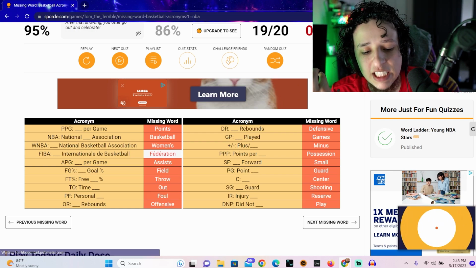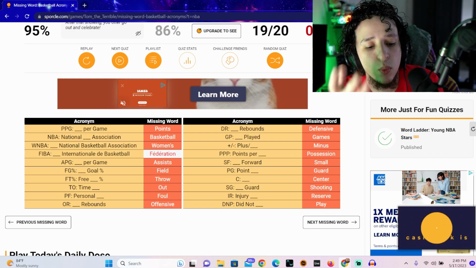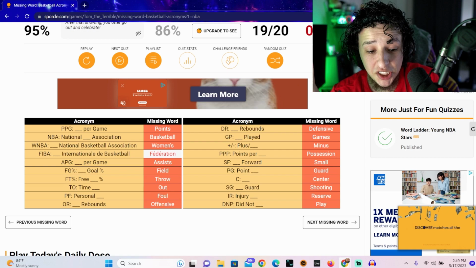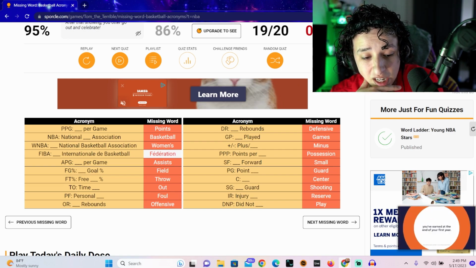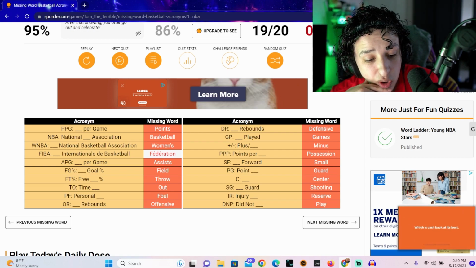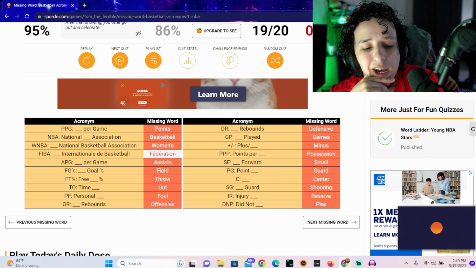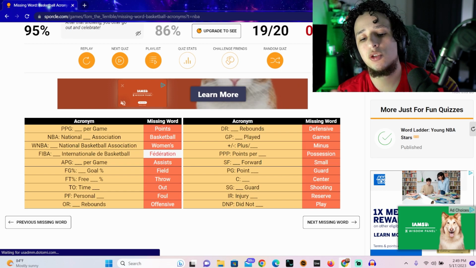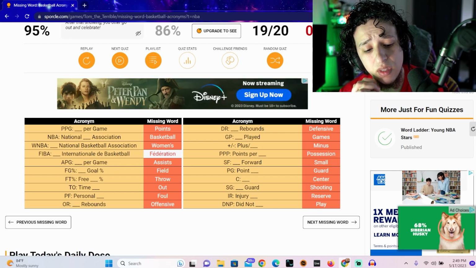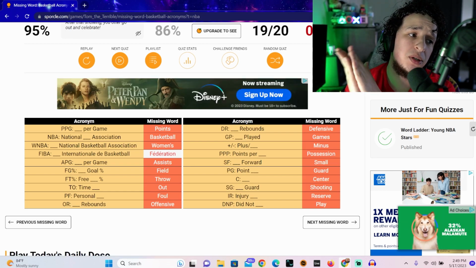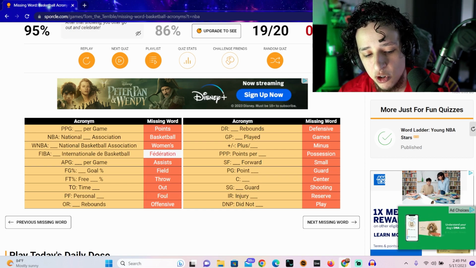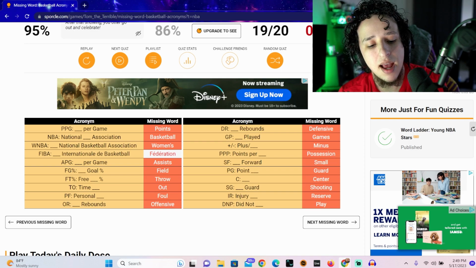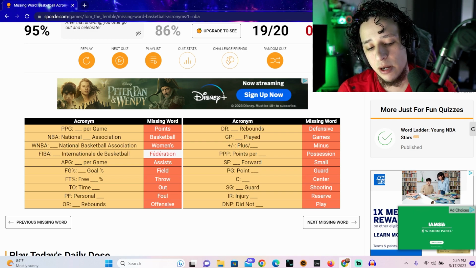NBA, National Basketball Association. WNBA, Women's National Basketball Association. FIBA, apparently Federation International de Basketball. APG, assists per game. That is when you pass it and a person scores off of your pass. FG percentage. If I'm shooting 9 for 10, I have a 90% field goal percentage. Free throw percentage, same thing, but just on the free throw line. TO, timeout.